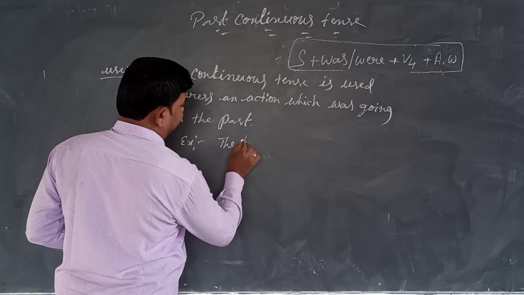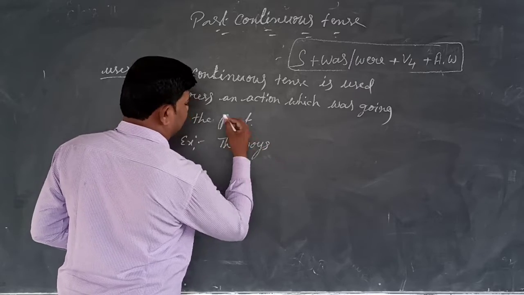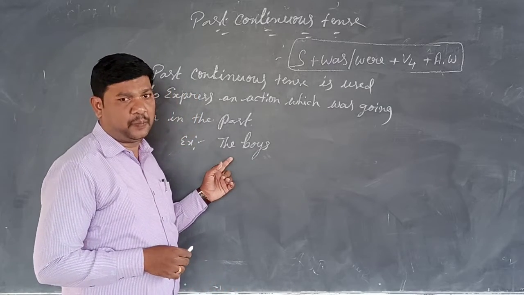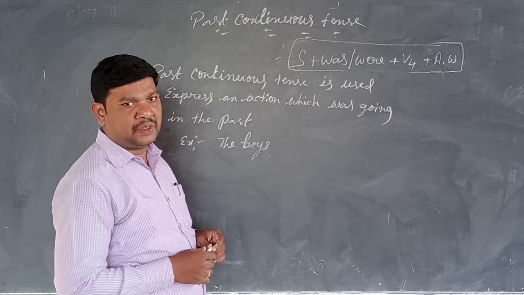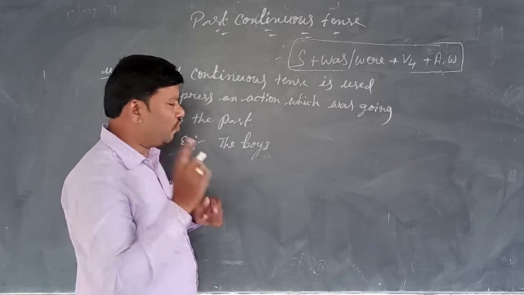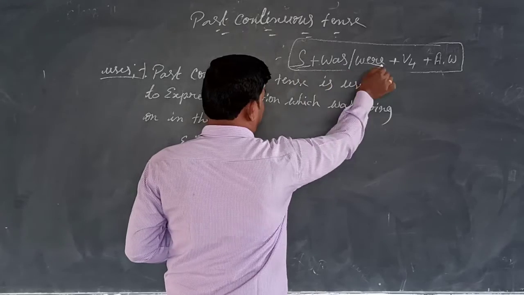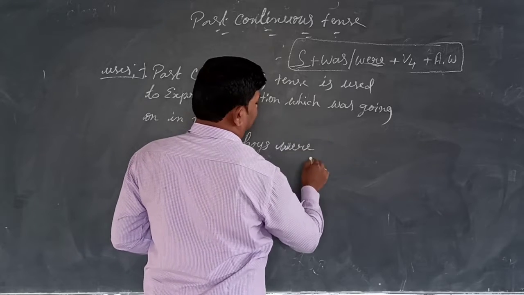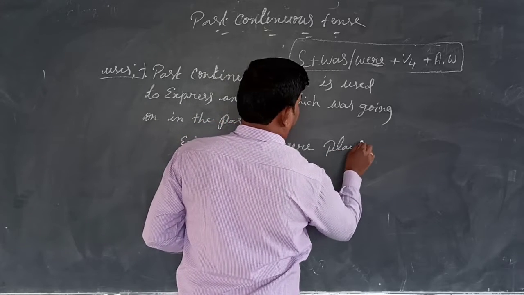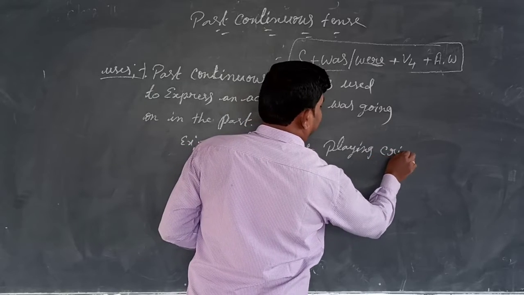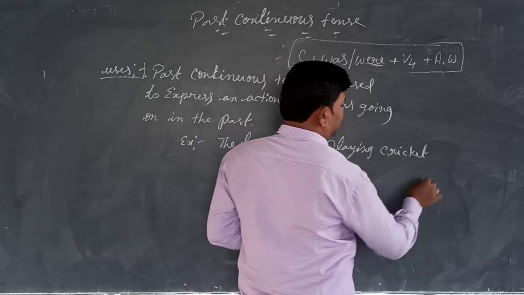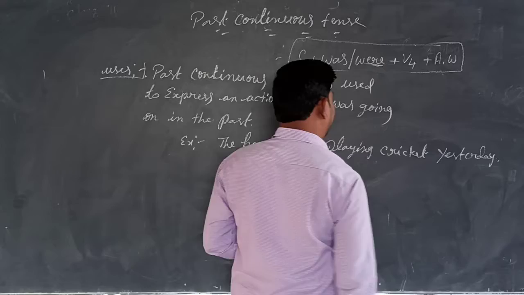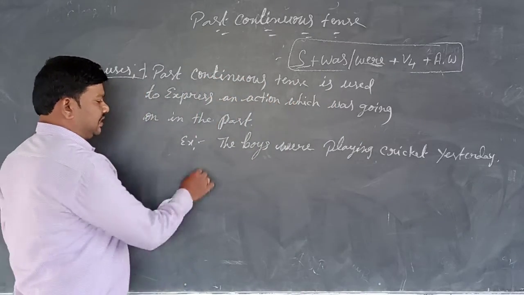The boys. This is the subject. The boys is a plural noun. So what comes here, was or were? Were. So were, subject the boys. The boys were playing cricket yesterday. So this is the example.